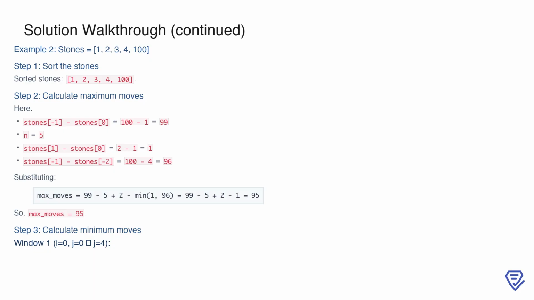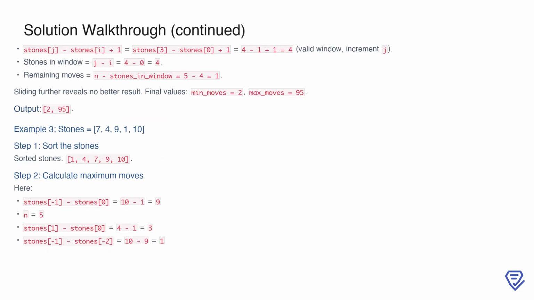Next, we calculate the minimum moves using the sliding window approach. For the first window, where i equals 0 and j moves to 4, the window size is stones[j] - stones[i] + 1, which is 4 - 1 + 1 equals 4. This means 4 stones are already consecutive, leaving 5 - 4 equals 1 move needed to make the sequence fully consecutive. As we slide the window further to include other subsets of stones, we find that no better result is achieved, confirming that min_moves equals 2.